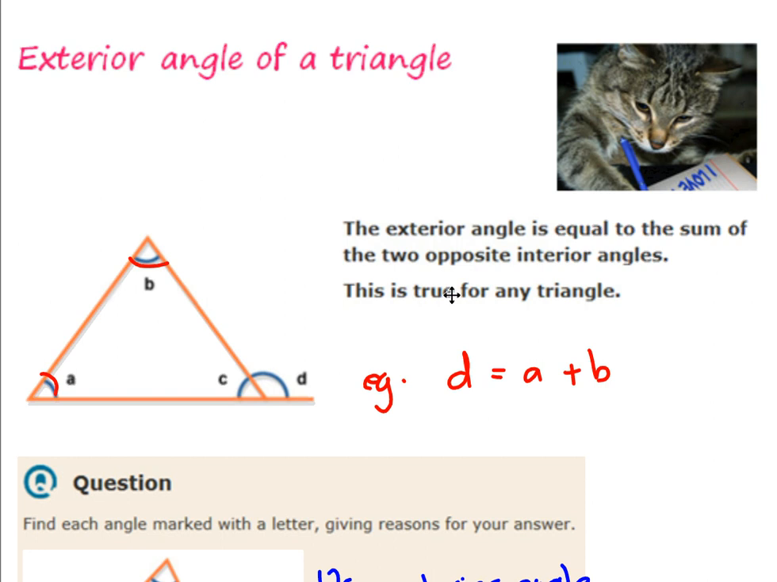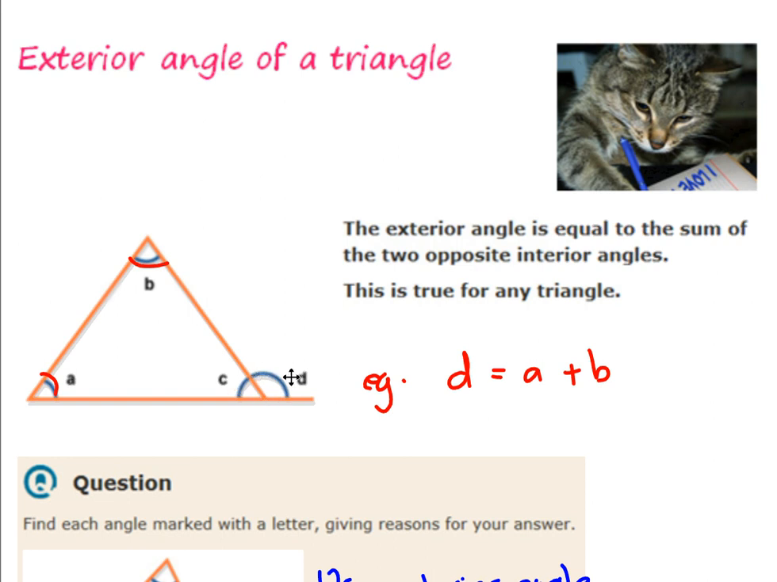Okay, so the exterior angle happens to be equal to the sum of the two opposite interior angles. This is just a special property for any triangle, and it makes sense. I'll try to explain why. So this angle D happens to be equal to that one plus that one. Nothing to do with C, but this one equals A plus B. So D equals A plus B is a general rule for this kind of triangle.